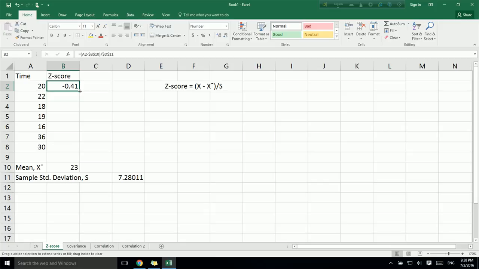Now put the plus sign in the corner and drag down, and we'll get the z-scores for each of the values. As you can see, there is no value that has a z-score that exceeds +3 or is lower than -3. So we can conclude that in this data set there is no outlier.